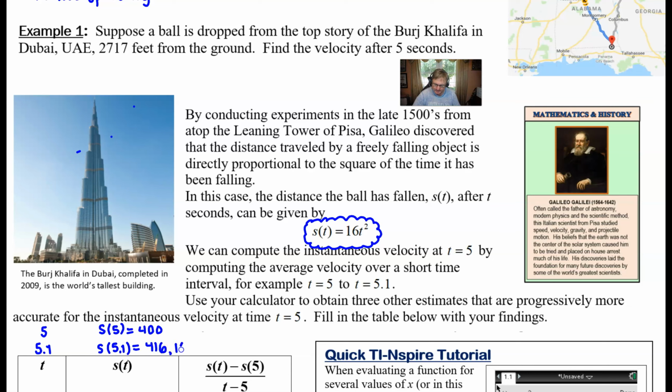So returning to the document here, I can go ahead and say that that is my distance that the ball's traveled, which I think makes sense, that the ball would have traveled a little bit farther than 400 feet because it's been falling for another 1/10 of a second.